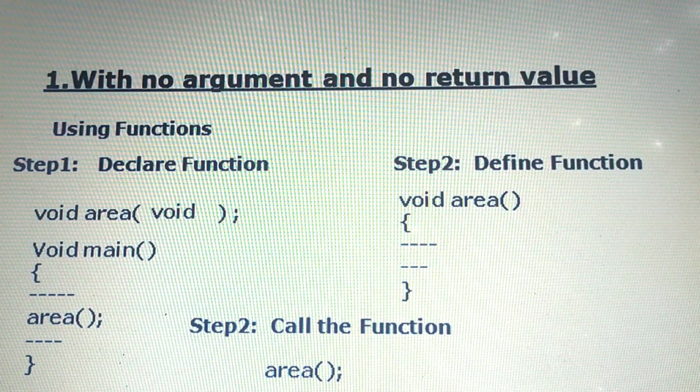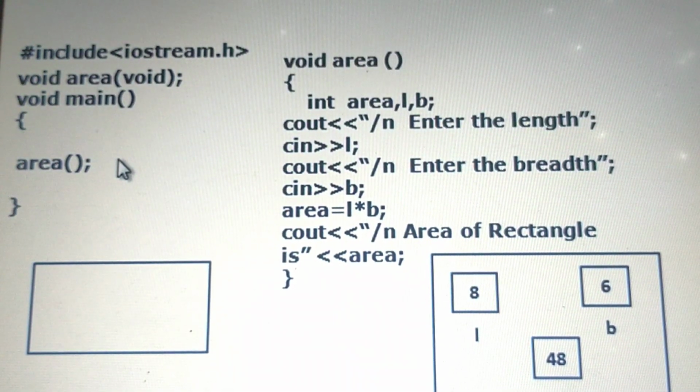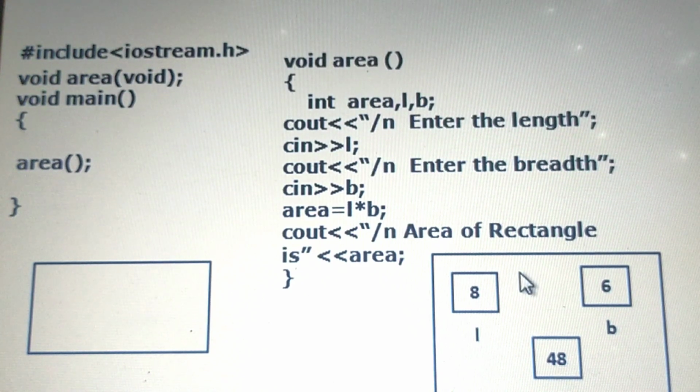Let us do one exercise: how to write an area of rectangle program, using the type of function with no argument and no return type. A simple function. Let us see how we can implement it in the program. First, declare the function before the main program. We have already learned the syntax: return type void, name of the function, then parentheses. Here no arguments to pass, so we can leave it blank, but better to use void, as I explained earlier.